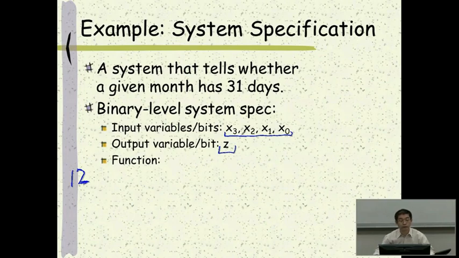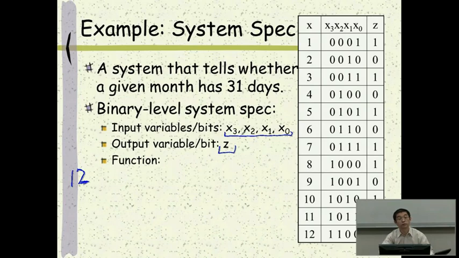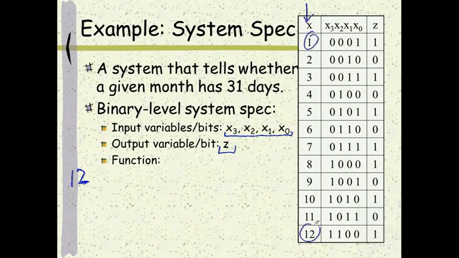So then we can convert the previous truth table to this truth table at the binary level. So this is X at the high level, goes from January to December. This is the output Z, tells you whether it has 31 days or not. And in the middle, we see the input encoding, where we use the binary encoding. So January, which is 1, is encoded as 0001, and then April, which is 4, is encoded as 0100, which is the binary 4.